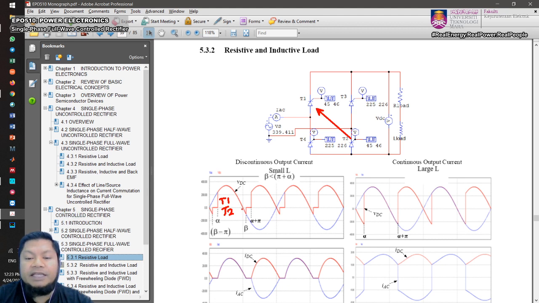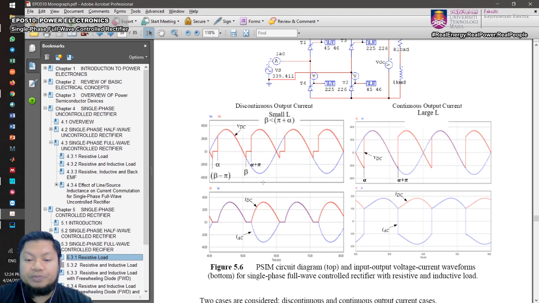operating, and then during the negative half cycle, we see that the current is still flowing in T1 and T2, and it dies off. It becomes zero at this beta, right? And then thyristor 3 and thyristor 4 will wait for alpha plus pi, and then you have the voltage waveform again, right? So that is the case of discontinuous output current.